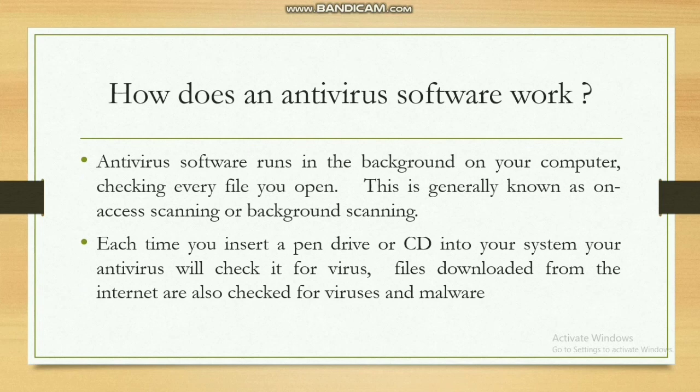Antivirus software, how it works. Antivirus software runs in the background of your computer, checking every file you open, and this is generally known as on-access scanning or background scanning. Each time you insert a pen drive or a CD into your system, your antivirus will check it for viruses. And files downloaded from the internet are also checked for viruses and malware. And this is the end of the chapter on antivirus.